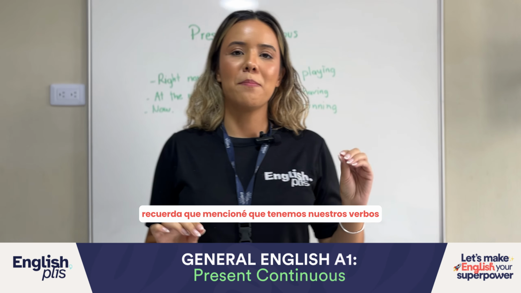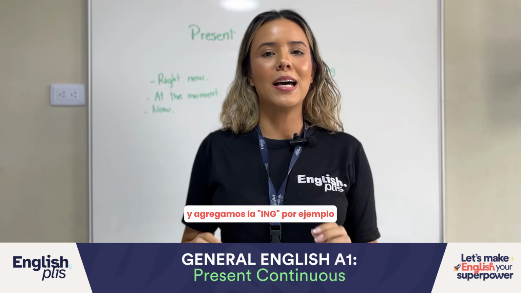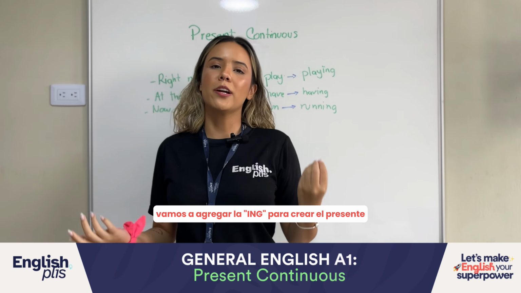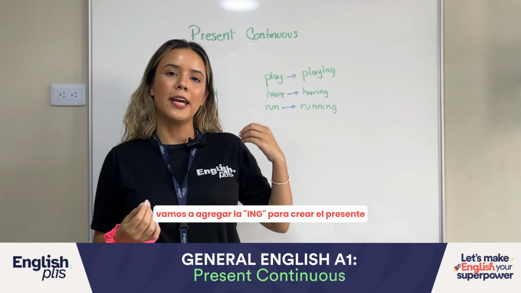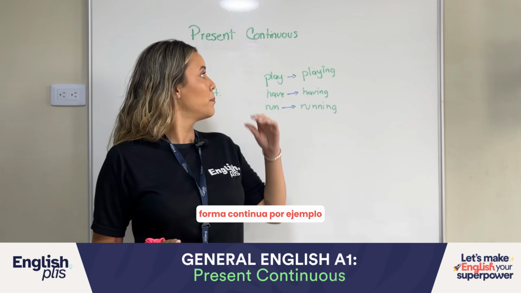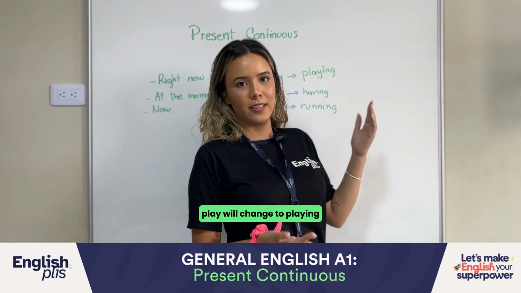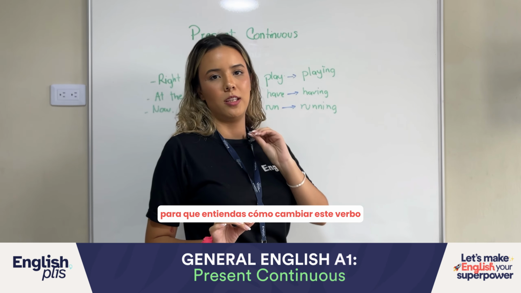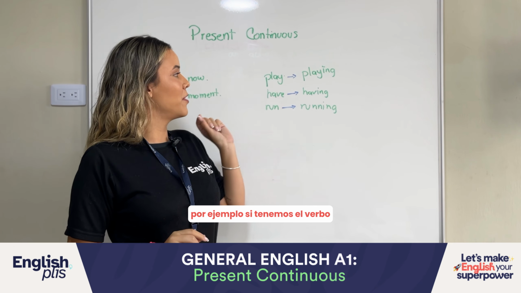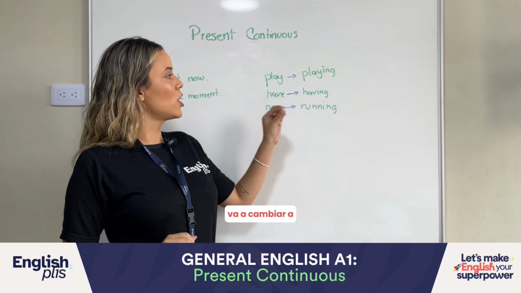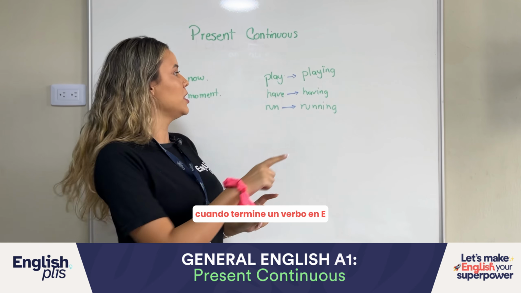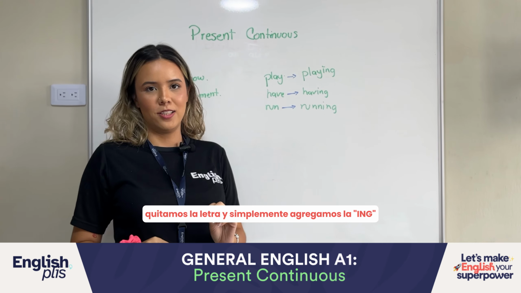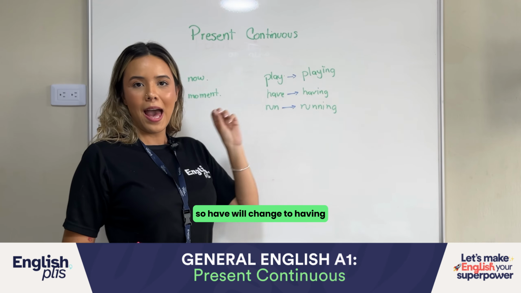Another thing, remember that I mentioned that we have our verbs and we add the ing. For example, if we have a verb like play, we are going to add the ing to create the present continuous form. Play will change to playing. But I'm going to give you 2 more examples so you can understand how to change this verb. For example, if we have the verb have, it's going to change to having. When a verb finishes in E, we take away the letter and we just add the ing. So have will change to having.